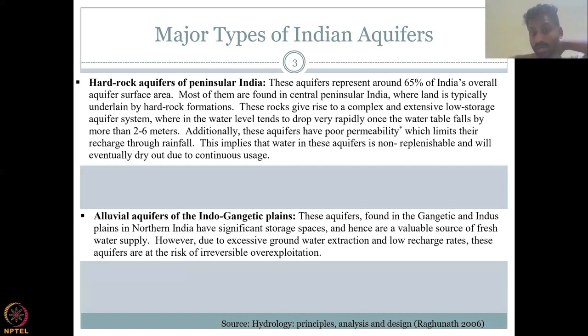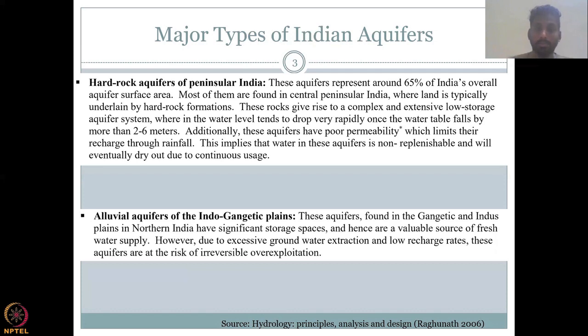These are in northern India and have significant storage space, and hence are a very valuable source of freshwater supply. The Ganges basin can support more than a billion people, using both surface water and groundwater. When you say a billion people are supported, that means almost one in every seven people in the world is supported by the Ganges basin. It is such an important basin, and there is a lot of groundwater storage there.